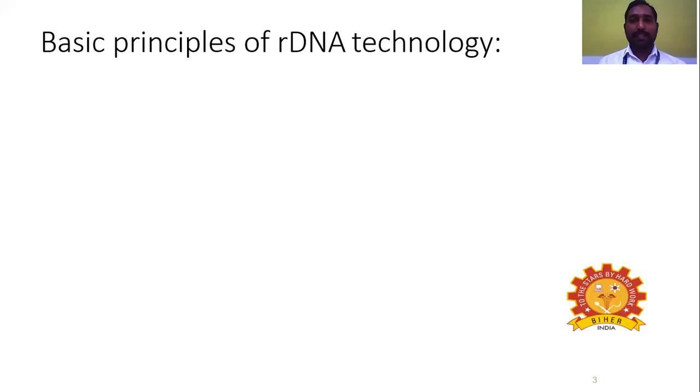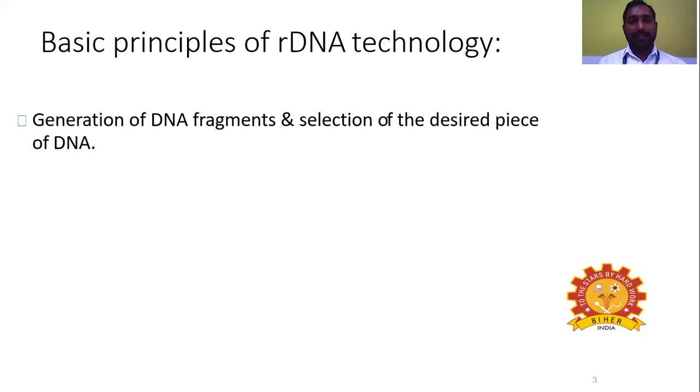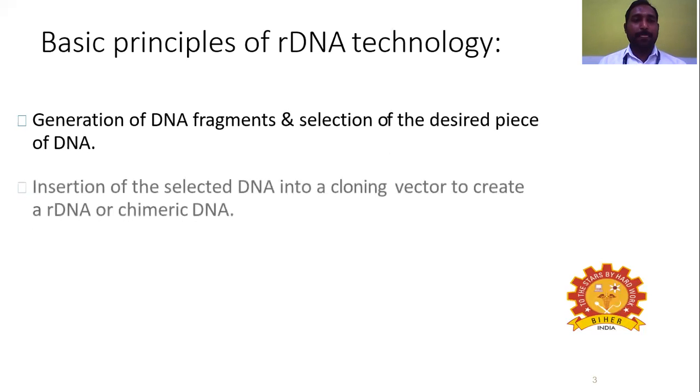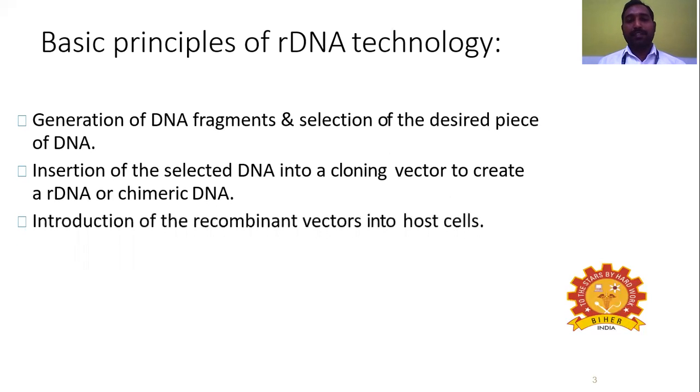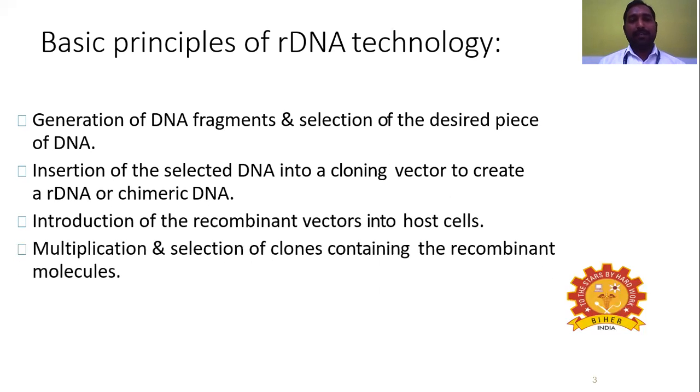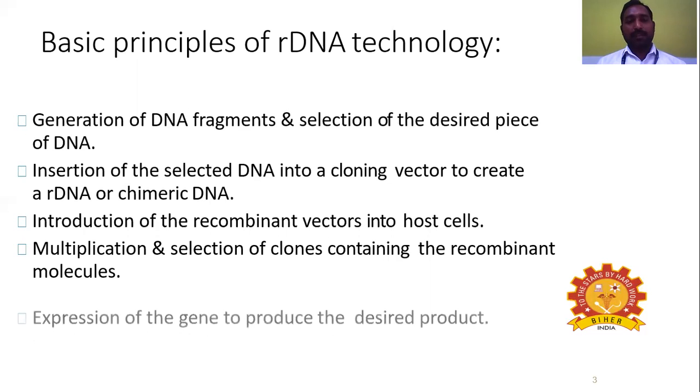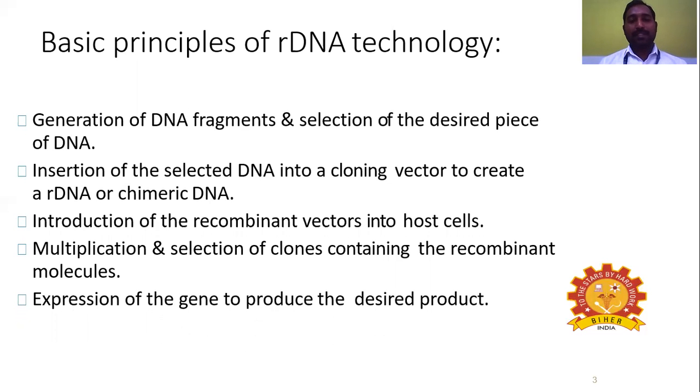Basic principles of rDNA technology. Here we have generation of DNA fragments and selection of the desired piece of DNA. Then you have insertion of the selected DNA into a cloning vector to create rDNA or chimeric DNA. Then we have introduction of the recombinant vectors into the host cell, and multiplication and selection of clones containing the recombinant molecules. Finally, we have expression of genes to produce the desired product.